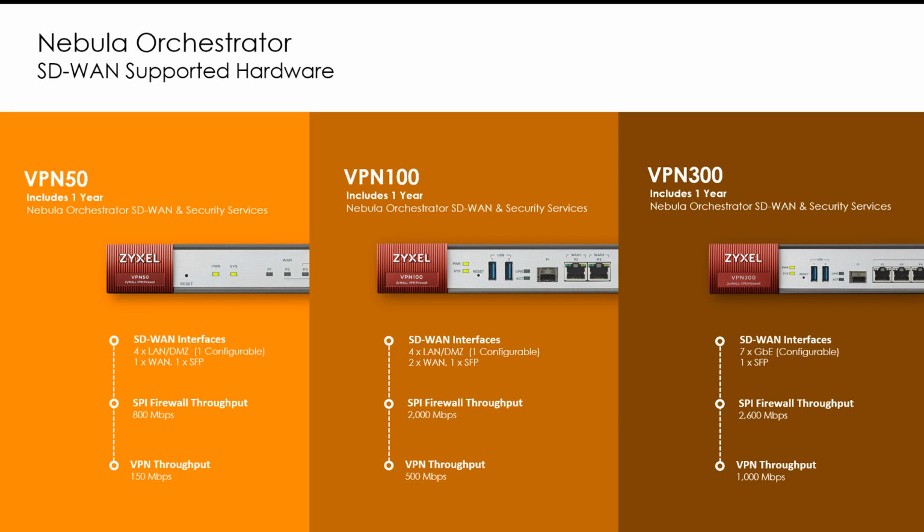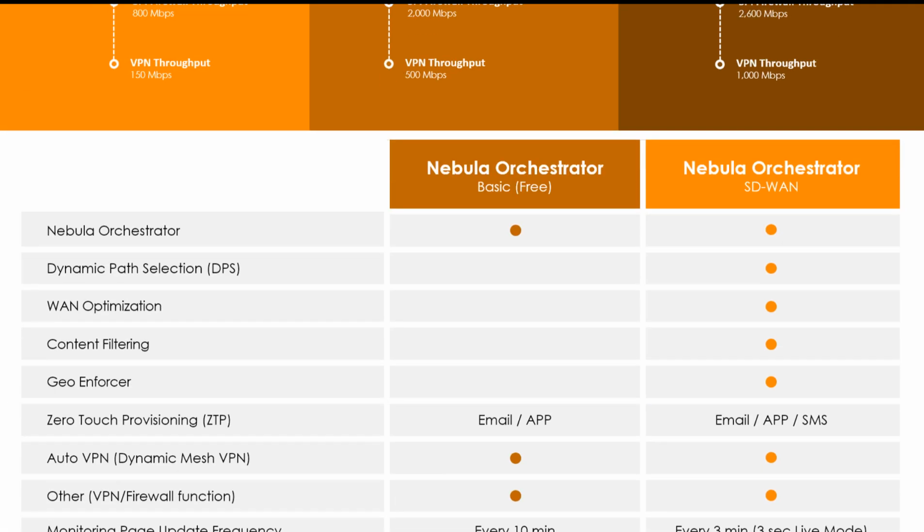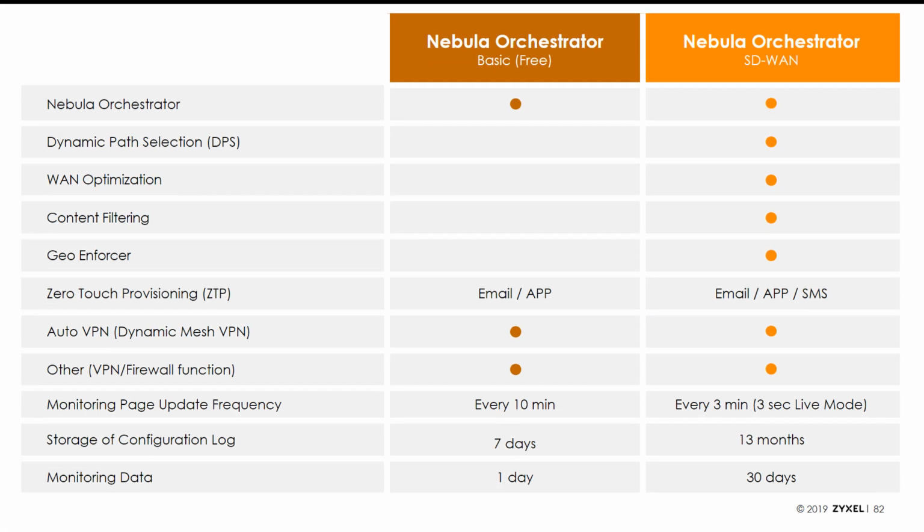As we mentioned before, when you register your VPN 50, 100 or 300 with Nebula Orchestrator, you automatically get 1 year included of the SD-WAN service and the security services, which means that you can take advantage of the dynamic path selection, the WAN optimization, the content filtering, the geo enforcer, as well as giving you access to a longer period of logs and storage of configuration settings within the platform.